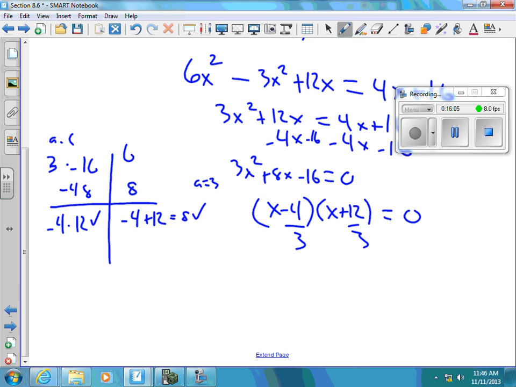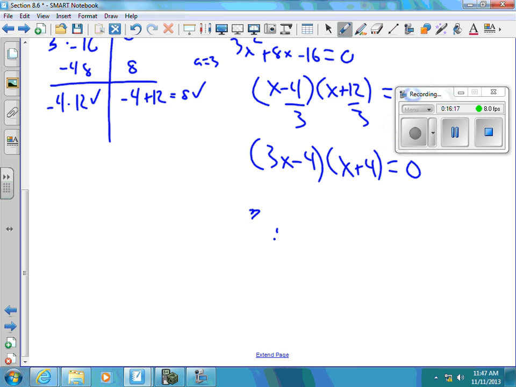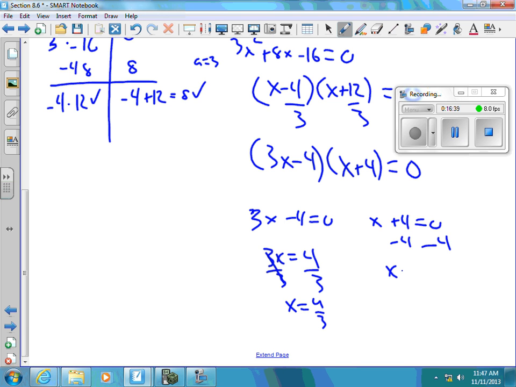4/3 can't be reduced, so that becomes 3x minus 4. This does reduce, that becomes x plus 4. So our zeros are now 3x minus 4 equals 0, and x plus 4 equals 0. So we solve, we get 3x equals 4, or x is 4/3, and we get x is negative 4 here.